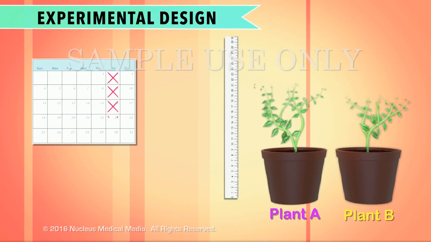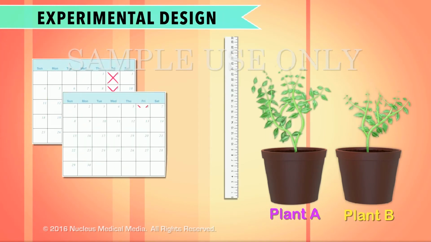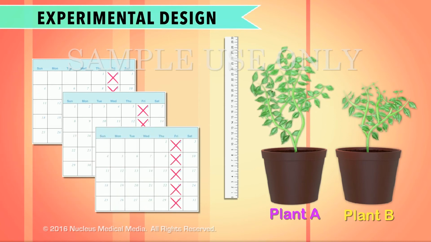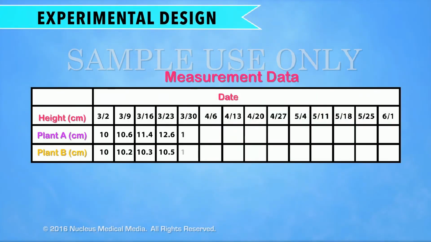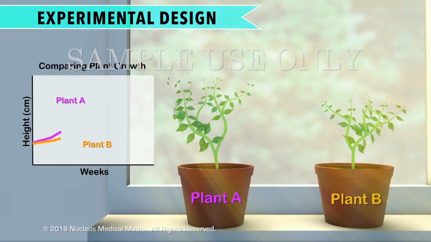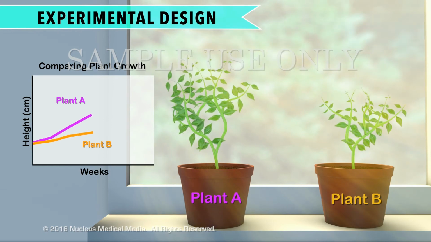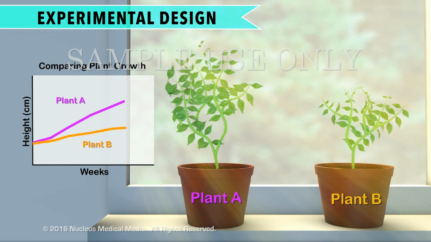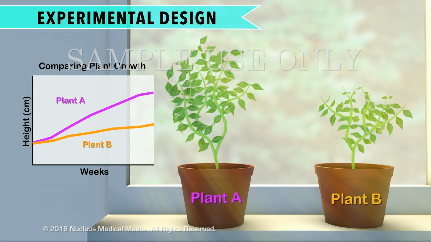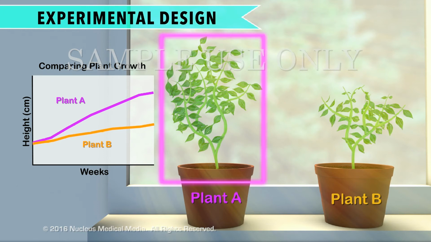You'd know because you'd regularly measure the plants during the course of the experiment. For example, once a week for a period of 3 months. You would record these measurements throughout the experiment. These measurements are your data. At the end of the experiment, you would look at your data and compare the measurements of plant A, which got fertilizer, to plant B, which didn't get fertilizer. As you can see, plant A did grow bigger than plant B, so it appears that the results of this controlled experiment support your hypothesis.